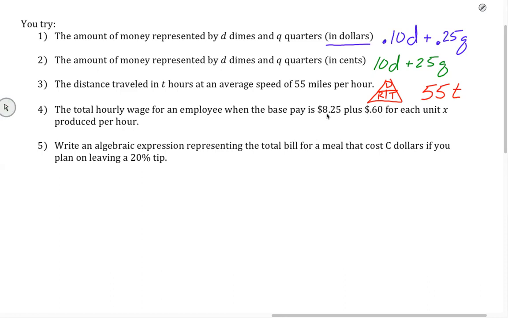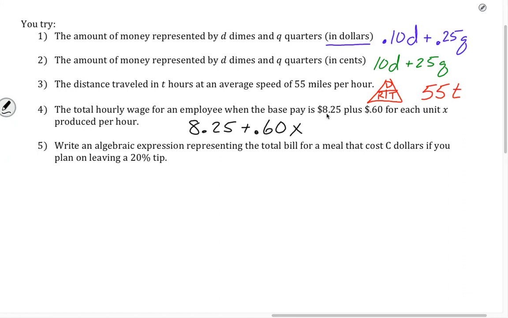Easy enough. Total hourly wage for an employee when the base pay is $8.25 plus 60 cents for each unit x produced per hour. This sounds pretty funky, but this is called commission. Your base pay is $8.25 plus 60 cents per unit, and x are your units. So this is like a commission pay.